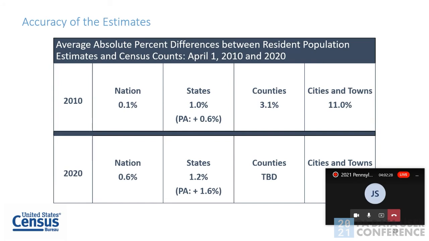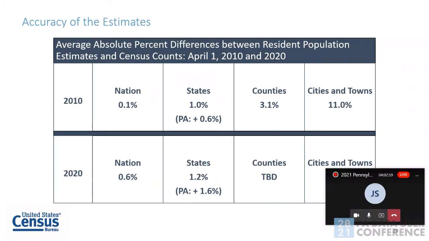Now we're looking at averages of the absolute percent difference for each state and for the nation and counties and cities and towns. For 2010, if we look at the average of the absolute values, for the nation we were within 0.1%, the average for states 1%. We can see in 2010, Pennsylvania was actually underestimated.